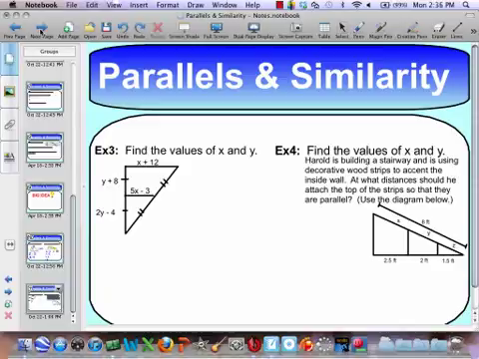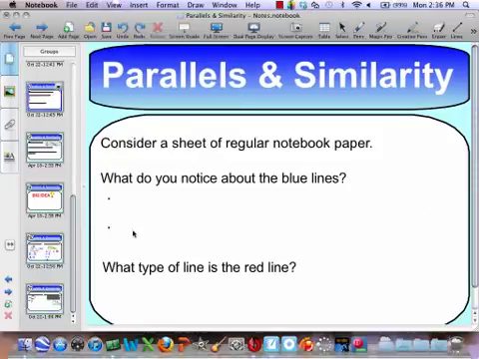One more thing I want to go over. So you guys get the concept there. I want to make sure we understand this. When you have the parallel lines, it cuts the transversal into proportional parts. That's really important out of today's lesson.